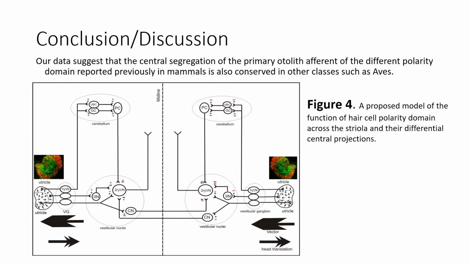In conclusion, our data suggest that the central segregation of the primary otolith afferents of the different polarity domains reported previously in mammals is also conserved in other classes such as aves.